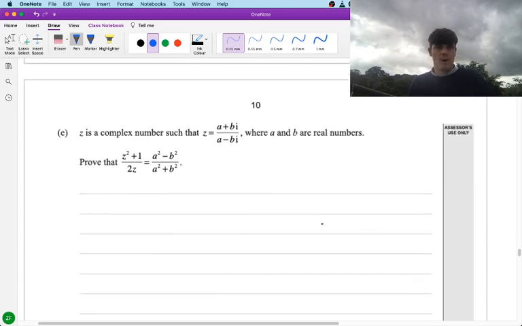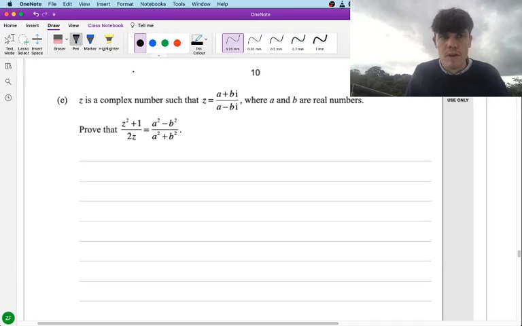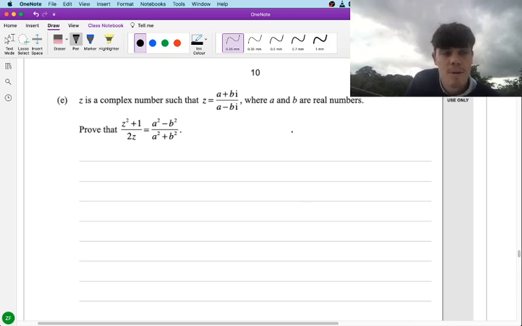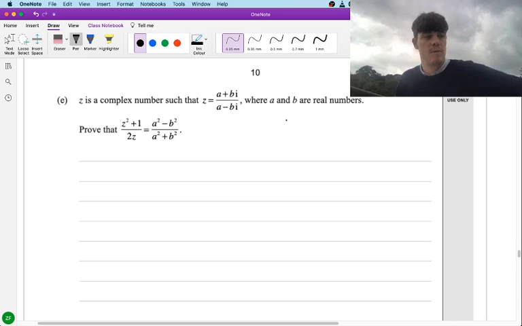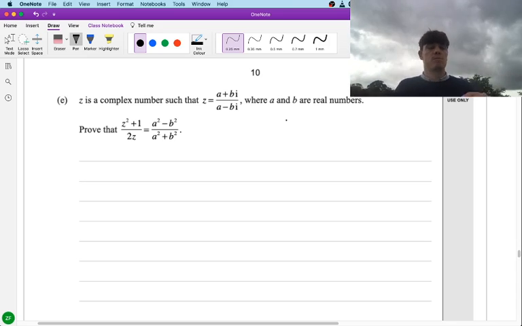Okay, final question of the whole paper. Z is a complex number such that Z equals (A plus BI) over (A minus BI), where A and B are real numbers. Finn, be careful please, man. Prove that (Z squared plus 1) over 2Z equals (A squared minus B squared) over (A squared plus B squared).